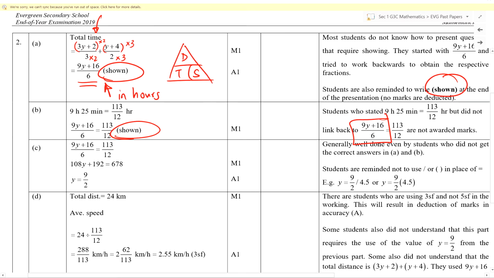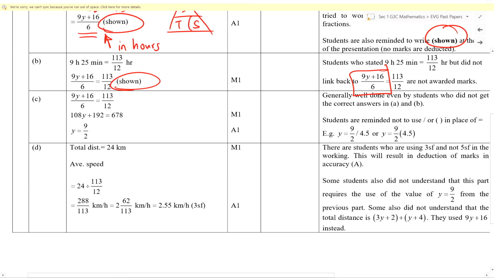Now in part C, they ask you to simply solve. When we have a fraction equals to another fraction, multiply this way. Okay, so work out, this is generally well done. Most of you got 9 over 2, or rather 4.5, they are the same. Do not use this symbol for division.